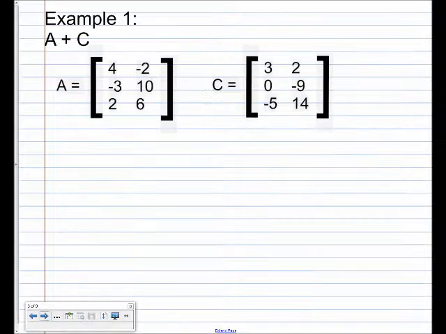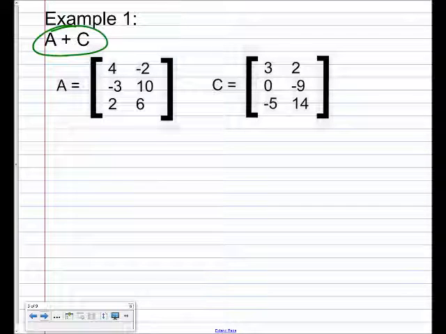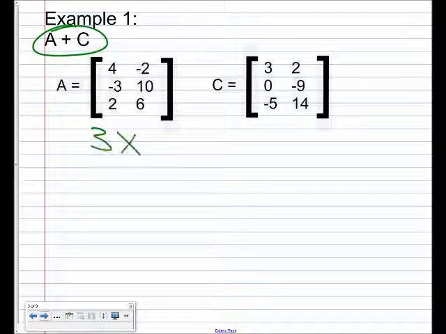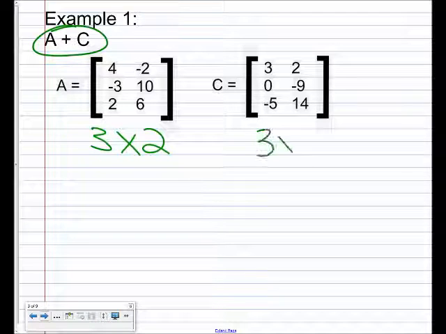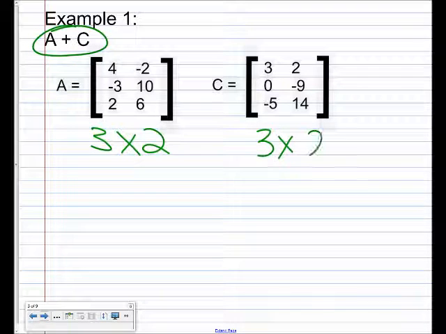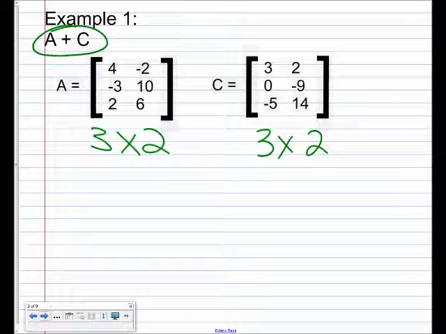All right, let's try an example. First off, let's see if it's even possible to do A plus C. What are the dimensions of matrix A? How many rows? 3. By how many columns? 2. Let's make sure that matrix C has the same rows and columns. How many rows? 3. By how many columns? 2. So is it possible to do this?